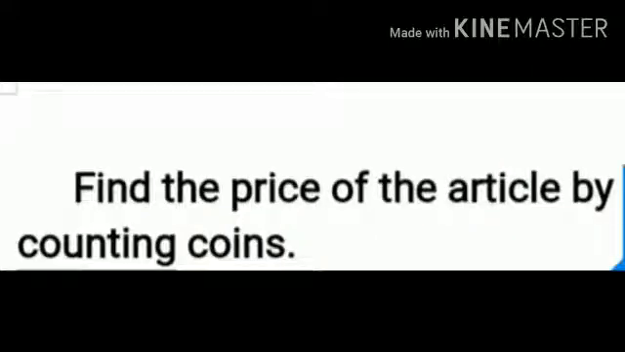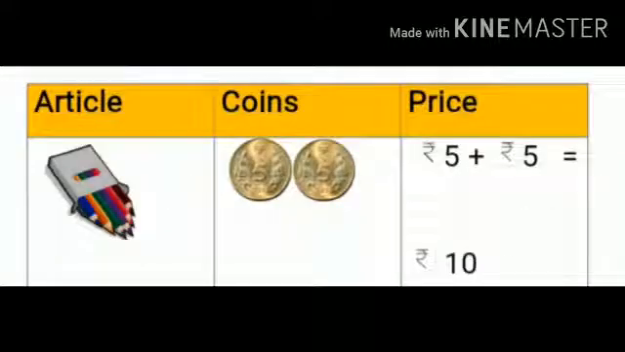Students, we will now have a small activity. Here you have to find the price of the articles by counting coins. First article is color pencil box. 2 coins of 5 rupee is given. 5 plus 5 is equal to 10. So the price is rupees 10.